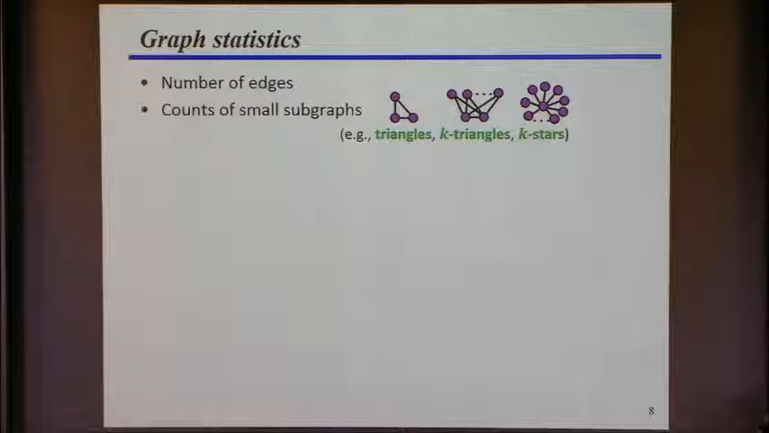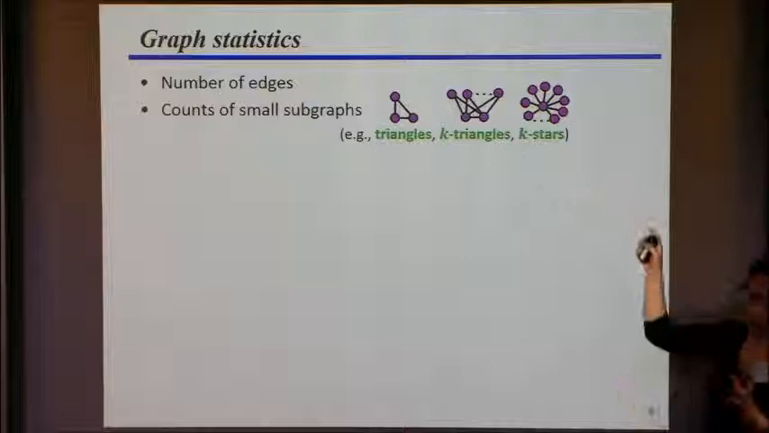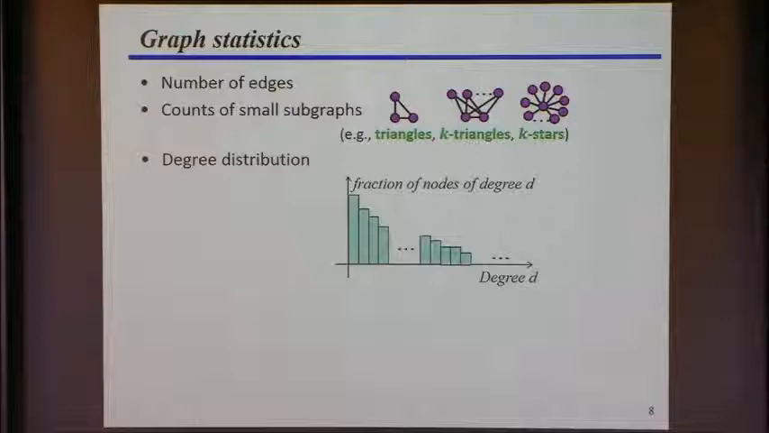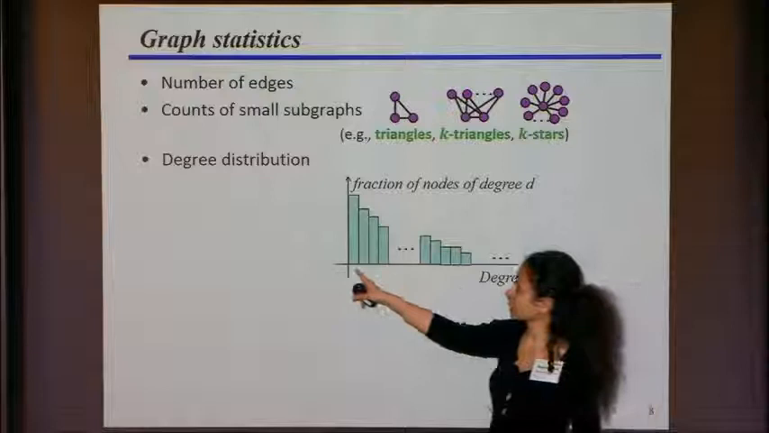It would be bipartite if you remove this edge. And K-stars, so our nodes which are connected to K other nodes. Degree distribution. So degree distribution is a vector where for each degree in the graph, we specify the fraction of nodes which have the degree.